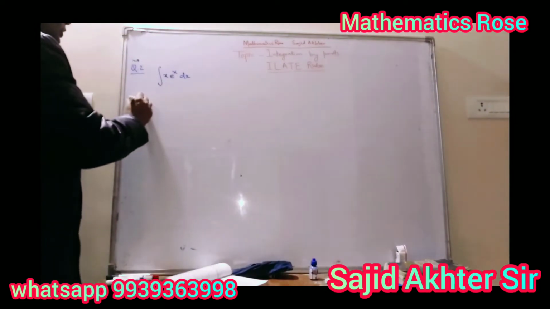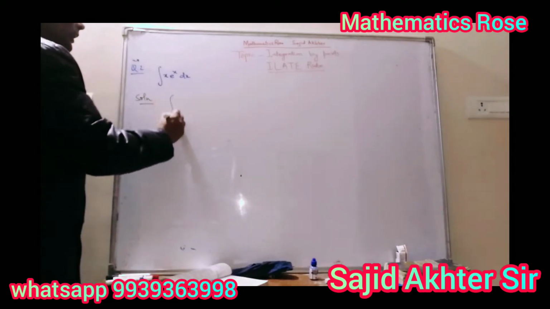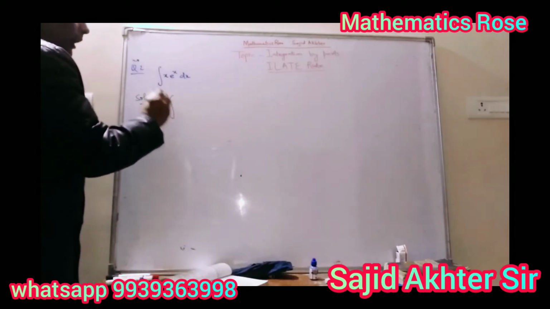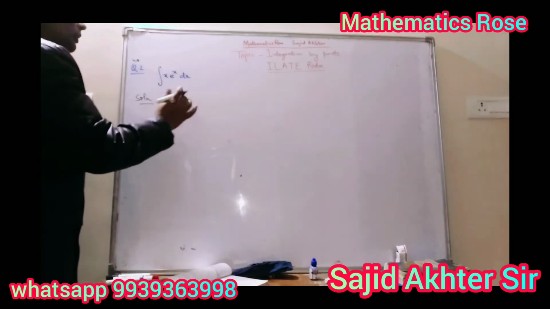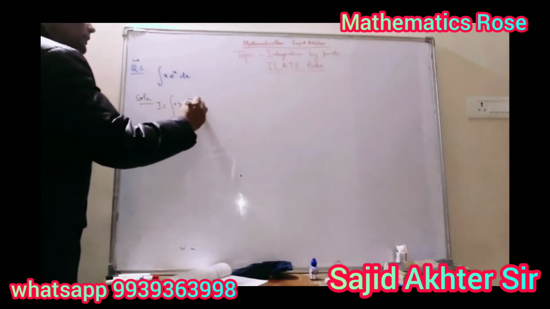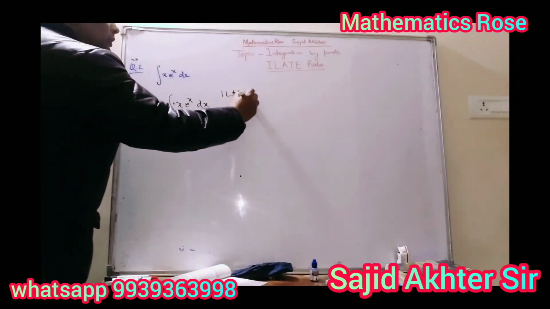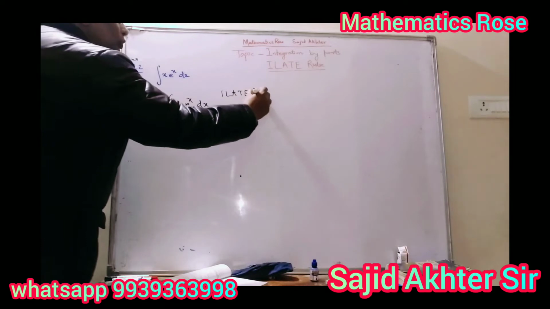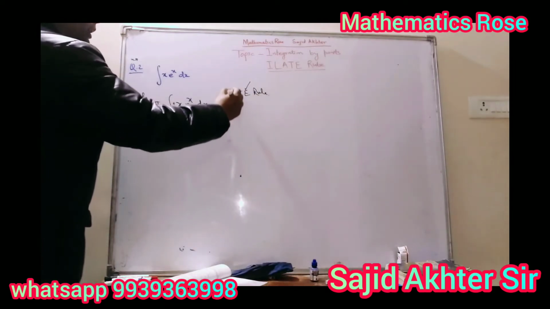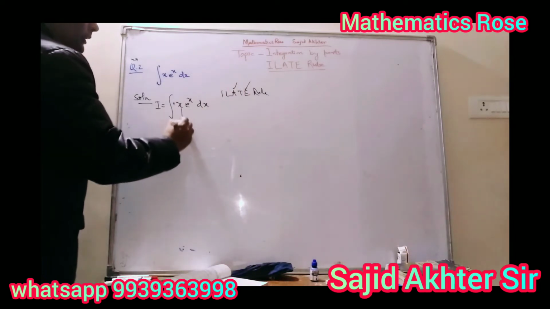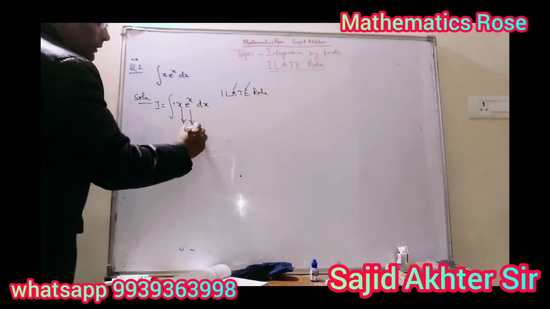Suppose I am taking the integral I, it is the integral of x e to the power x dx. Now we will use the Euler rule here. The exponential function is the last one, and the algebraic function comes first. So this is the algebraic function and this is the exponential function.